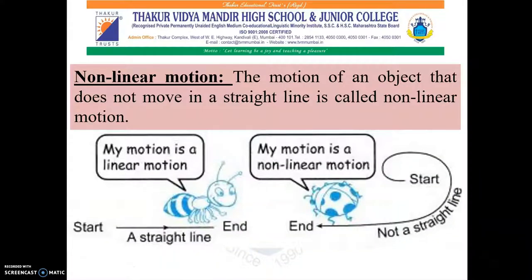Non-linear motion, the motion of an object that does not move in a straight line, is called non-linear motion. This is exactly opposite to the linear motion, where the motion of an object is along the straight line. If it is not along the straight line, then it is called non-linear motion.